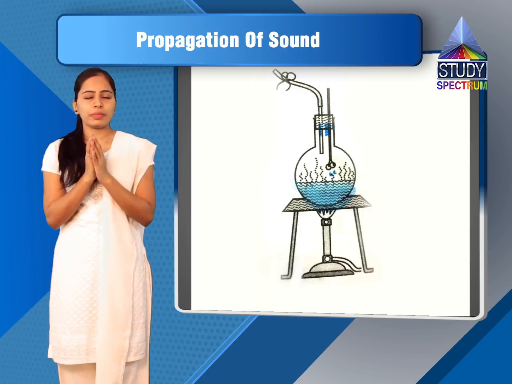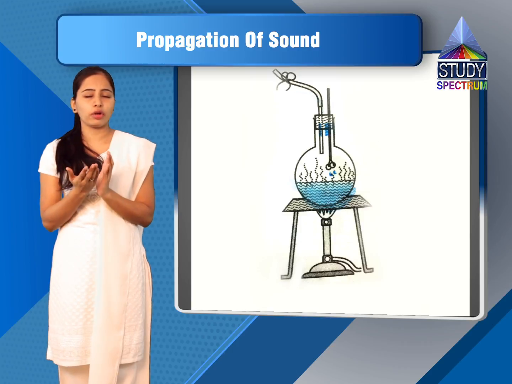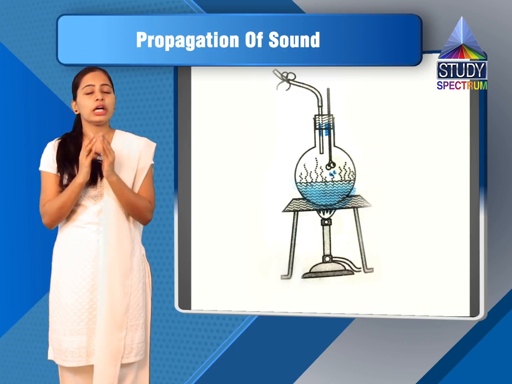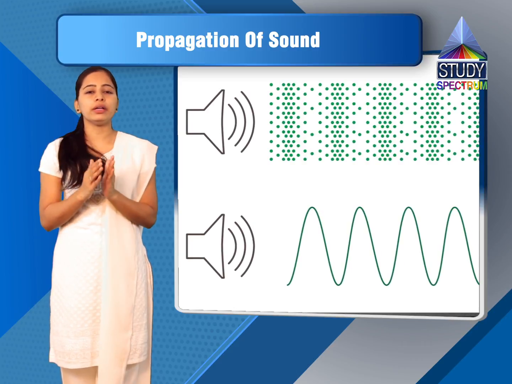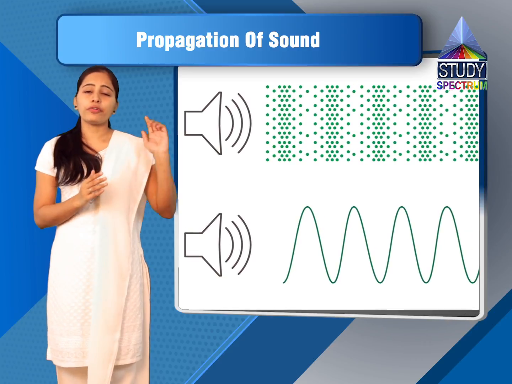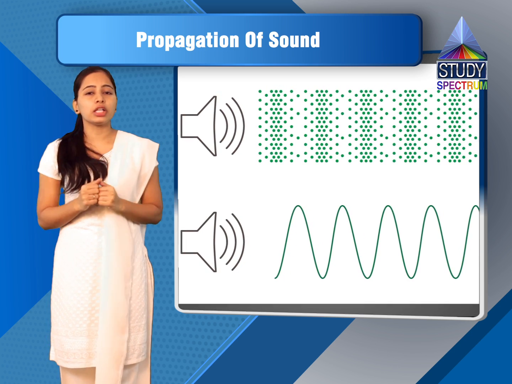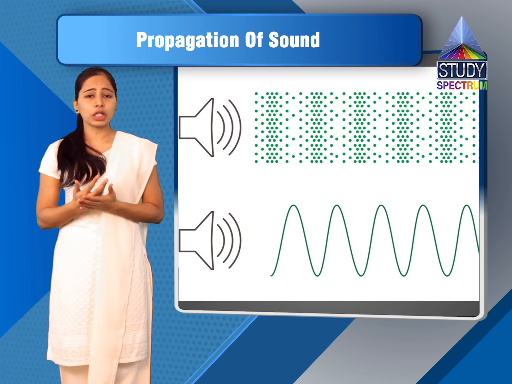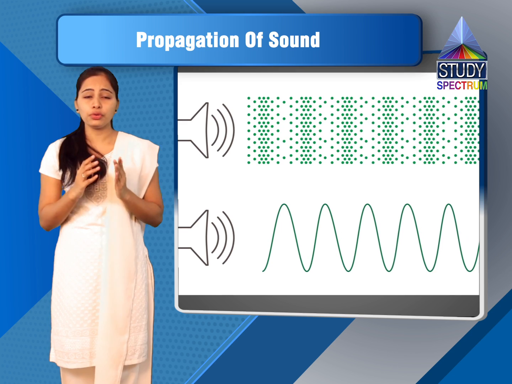So this was the experiment, a simple experiment. If air is there, you can hear the ringing of the bell. If air is not there, you can't hear any ringing because there is no medium for the propagation of sound. Now from these two experiments, we can write the conclusions. My first conclusion will be a medium is necessary for the propagation of sound.